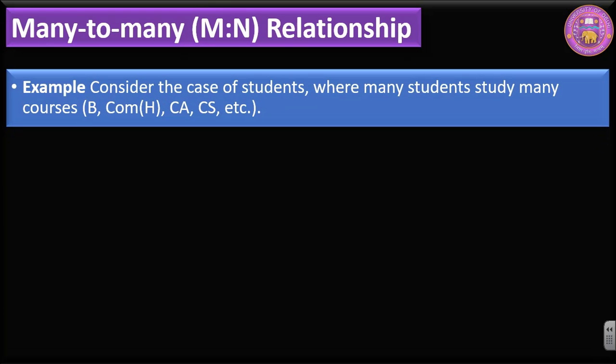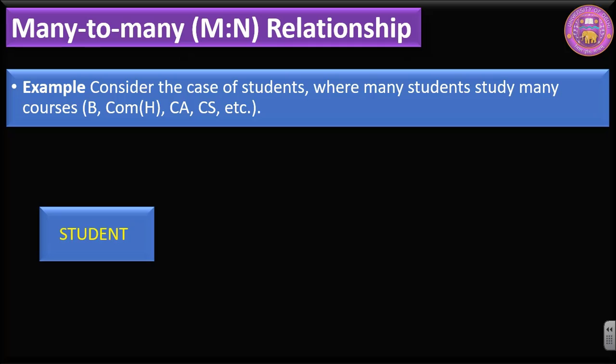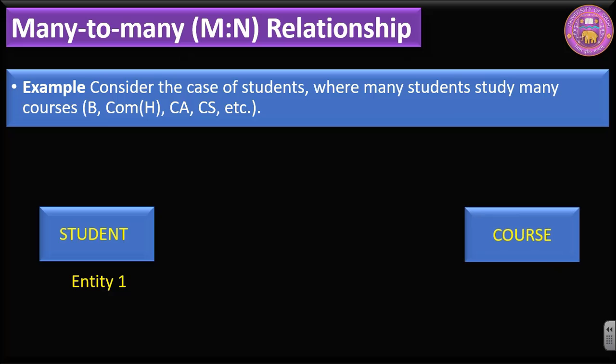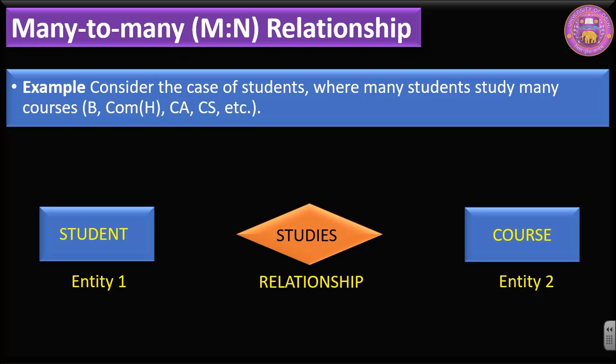Let's take up an example. Consider the case of students where many students study many courses. We have one particular entity, student. This is entity 1. The course is entity 2. We can create a relationship between these 2 entities and we name this relationship as studies. We created this relationship and we can say that student studies courses. There are many students who study many courses. So this is a case of many to many.